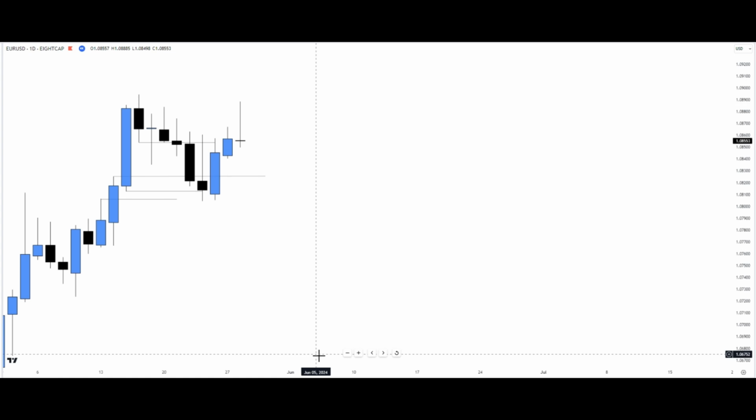So this is how you can use this important level of liquidity outlined in this particular video to frame high rewarding and high probable setups.